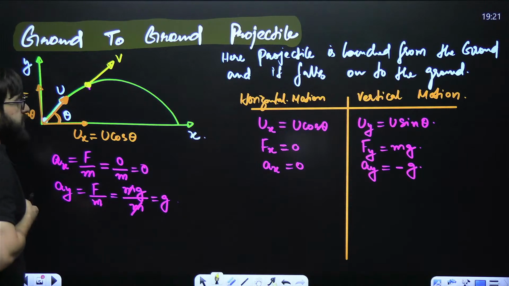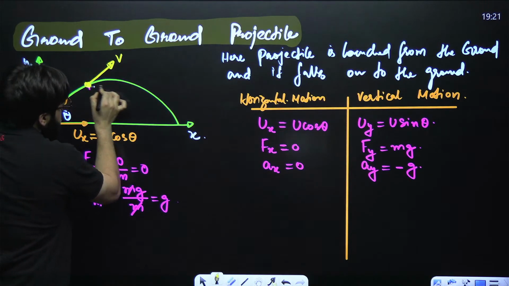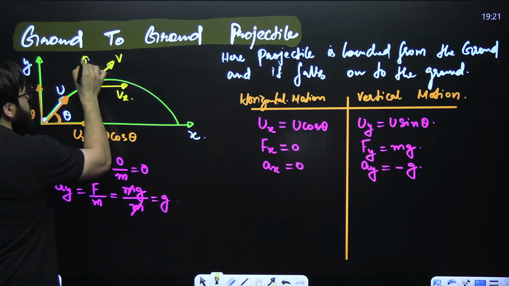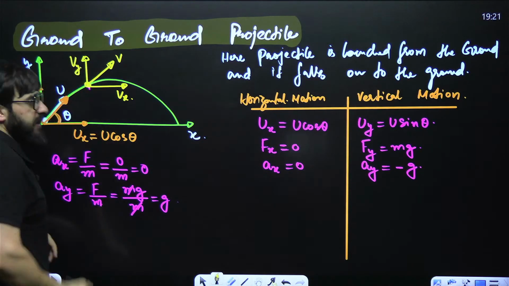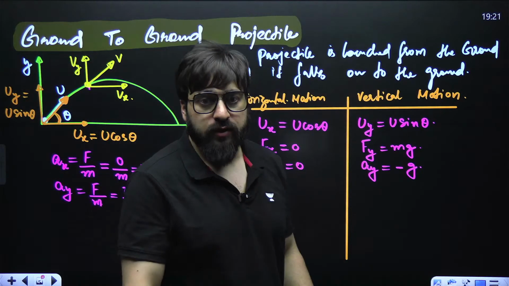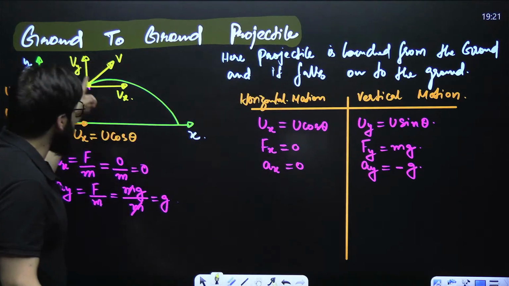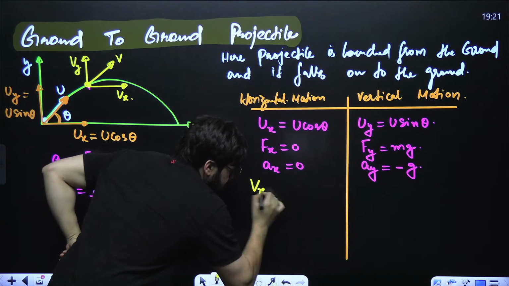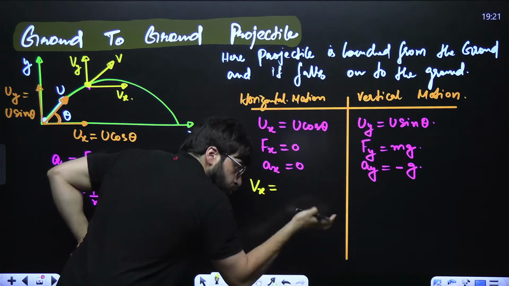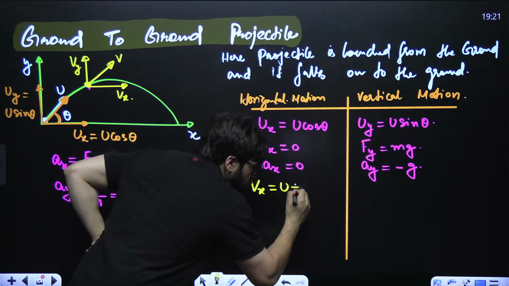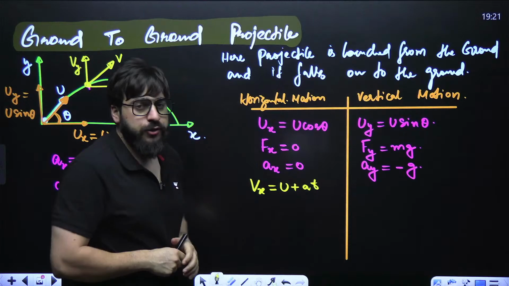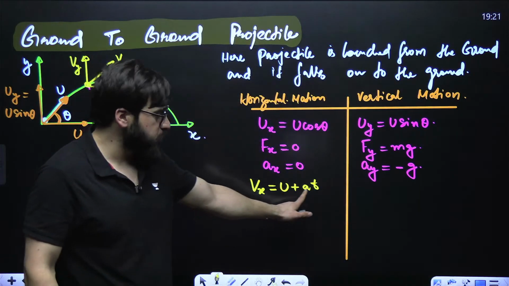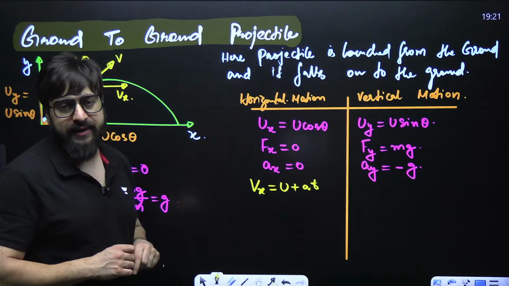Guys, tell me one thing. Can I say this is v? This will be its horizontal component over here, that is vx. And this will be the vertical component, that is vy. Let's try to find out this vx and vy. We say final velocity in x direction. I would want you guys to use this equation: v is equal to u plus a into t. You might have studied this equation. If you have to find the final velocity, you can use v is equal to u plus at.